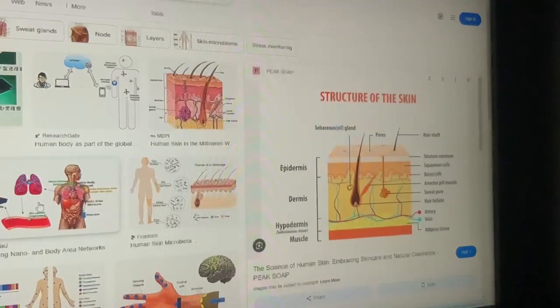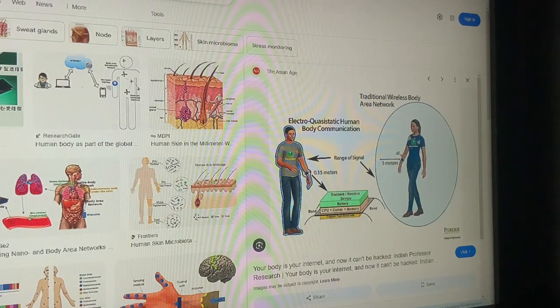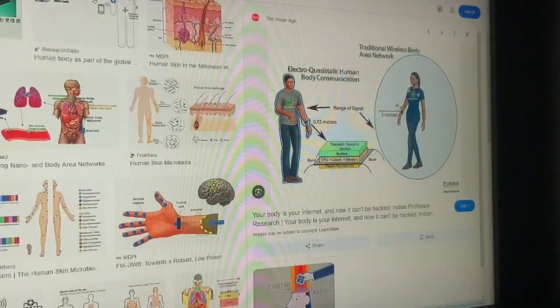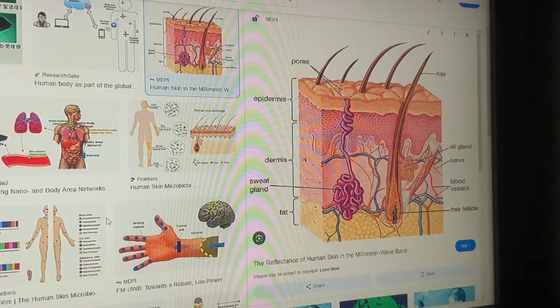we are going to find out that human body communication network is kind of important. That's the one I meant to click. Welcome to the MDPI again. The reflectance of human skin in the millimeter wave band.